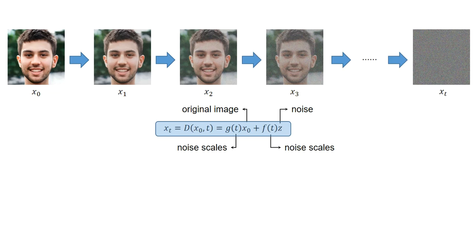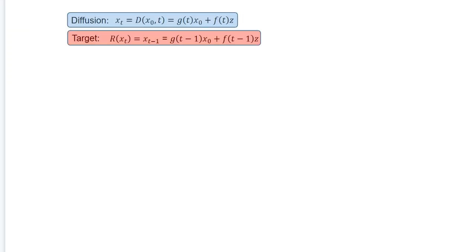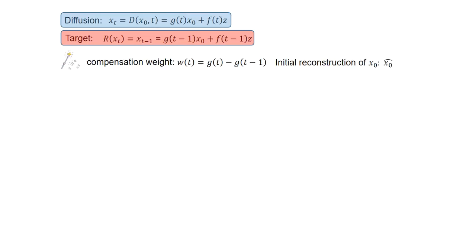To realize this, we first mathematically express the diffusion process as this formula. We further define the denoising process at each time step as this formula. In summary, the diffusion process can be expressed as the blue one. Our target can be defined as the red one. We further define two terms, the composition weight and the initial reconstruction of X0. Our composition sampling process can be defined as following. You can pause here to check the derivation process of the formula.